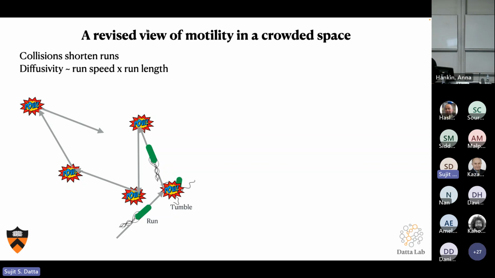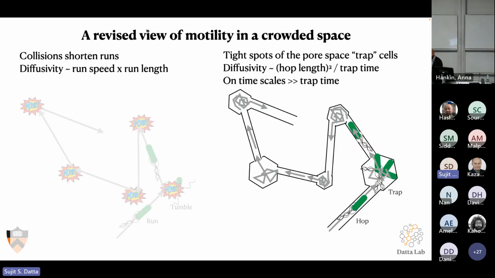So there's a lot of beautiful physics here, but long story short, we have a revised view of motility in this crowded space. We no longer have this typical run and tumble process with these truncated runs, but we have a distinct mode of motility, this hopping and trapping, where these cells hop through channels in the pore space. We've shown that that's set by the geometry of the pore space. So you can predict and measure the lengths of these hops. And they get stuck in tight spots of the pore space intermittently and transiently.